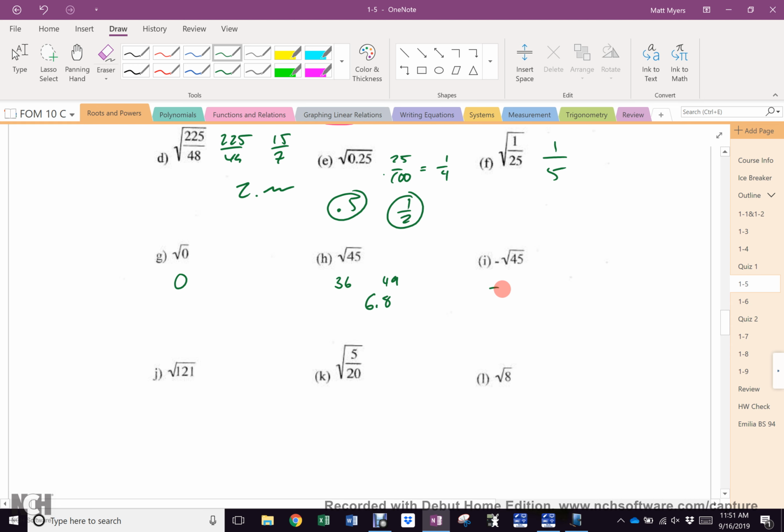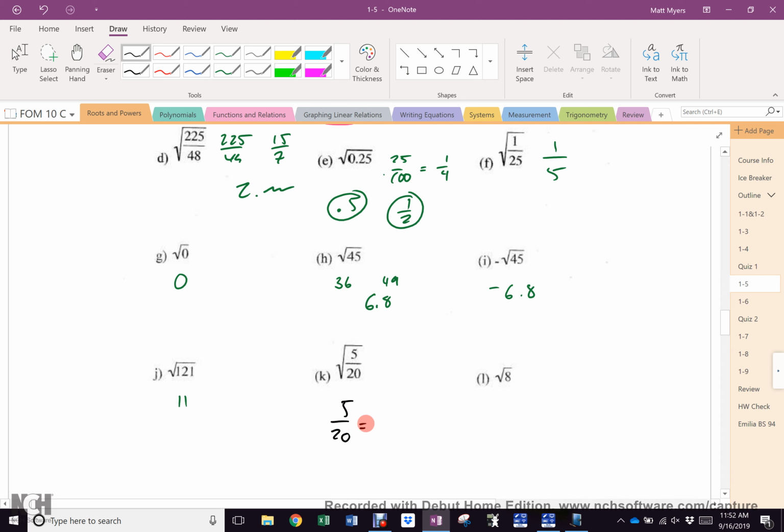This is, of course, negative 6.8. This is 11. This one, almost every kid is fooled. And they start saying, oh, well, that's the square root of 5 over the square root of 20. And then they start breaking it down. Oh, that's about 2. And that's about 4.5. And they go crazy, right? Because they forget grade 3 math.